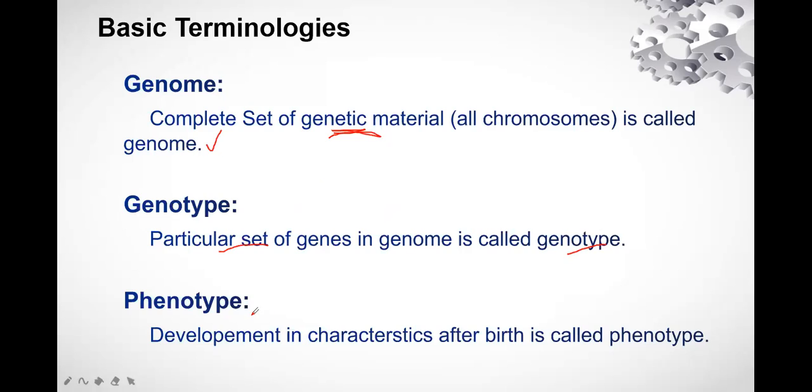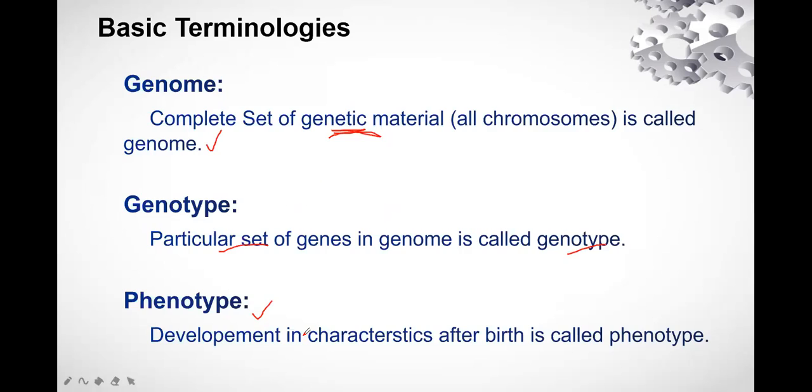Now what is phenotype? Development of characteristics after birth is called the phenotype. That means whatever characteristics are present in the child after birth, that is called the phenotype. That means the color of the eye, color of hair, all the possible alleles that are present, that is defined as the phenotype, right?